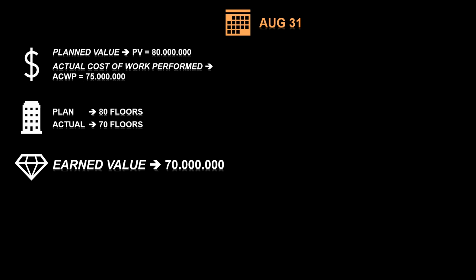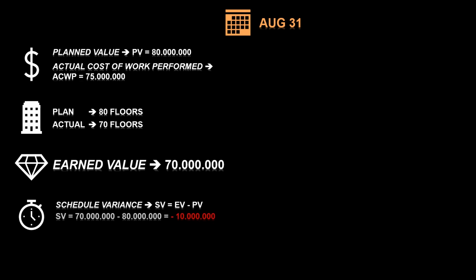Now, we are aware that we have been too slow and that we have a delay, and we can now calculate the schedule variance, SV, which is earned value minus planned value. In our case, minus $10 million. The minus value indicates that we are late. Next, we might think, okay, 10 million is not too bad because we have a total budget of 120 million and we can catch up.